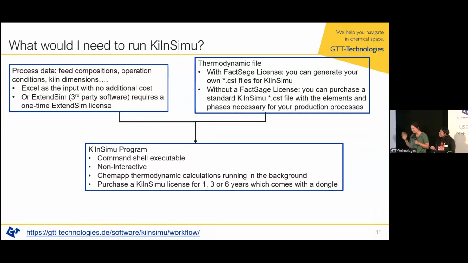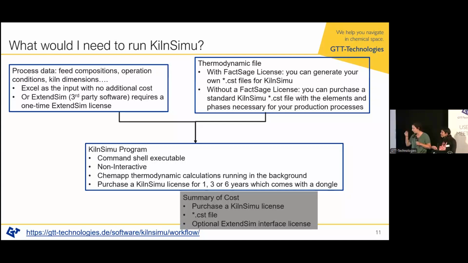It requires that you purchase a lifetime license. The cost depends on where you live. It's around €1,000 here. It's a one-time fee. You don't have to pay for it every year. But then KilnSimu works completely in it, and you can visualize it better. So what I showed with the flow sheet, this is in ExtendSim. If you were to do it in Excel, it's just done by rows and columns, so it's a little bit harder to visualize, but you can do it either way. For the KilnSimu license, you can pay for 1, 3, or 6 years, and it comes with a dongle. And if you click one more time, just a summary. So you need a KilnSimu license and a CST file, and you have the option of the ExtendSim interface.